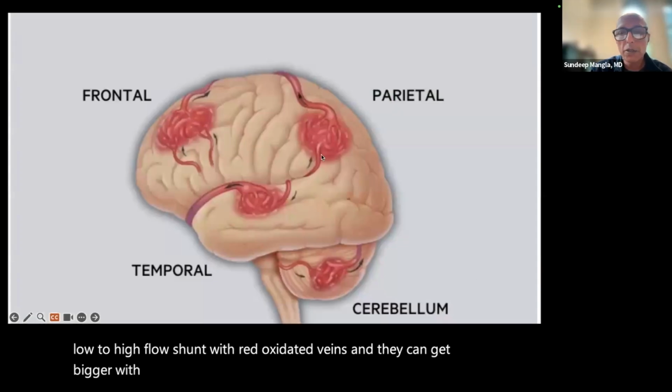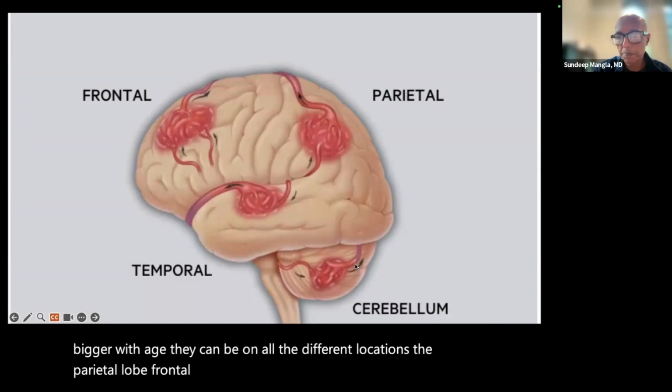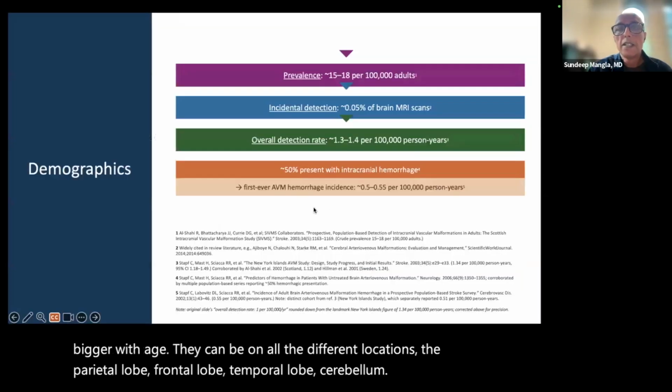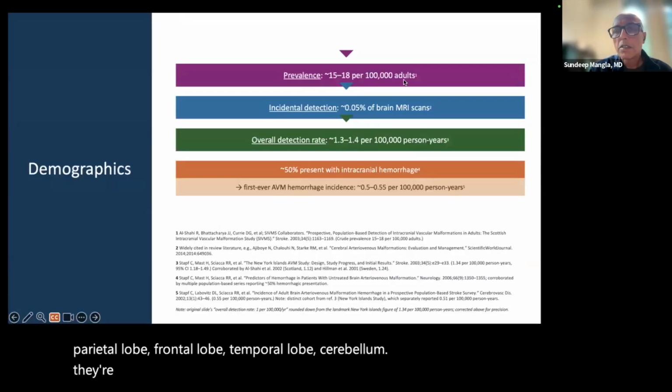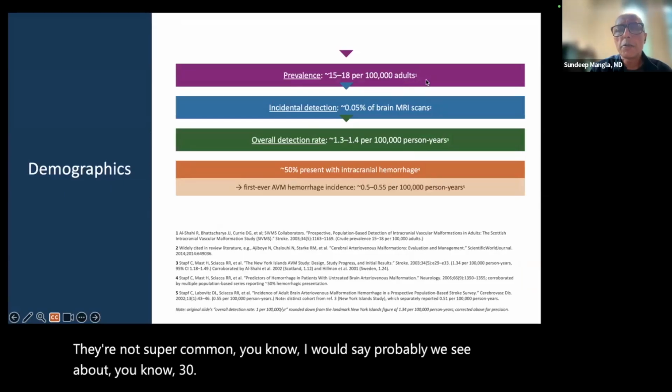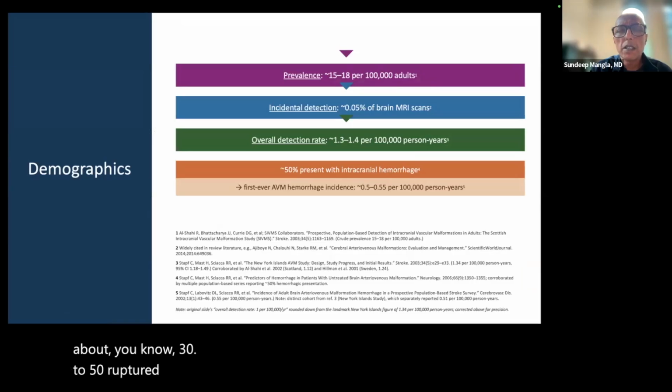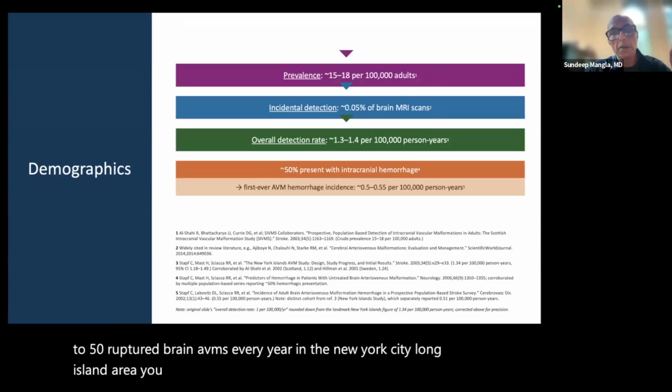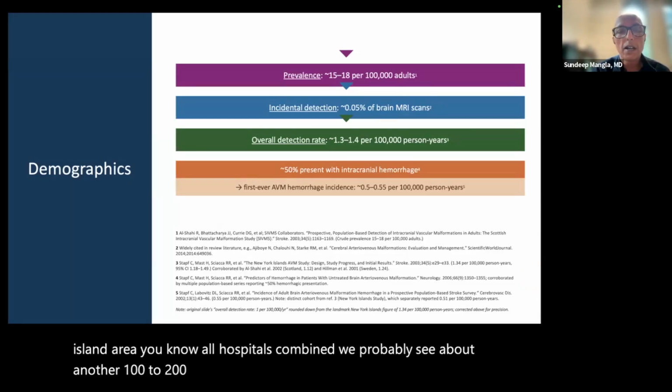They can be in all the different locations: the parietal lobe, frontal lobe, temporal lobe, cerebellum. They're not super common. I would say we probably see about 30 to 50 ruptured brain AVMs every year in the New York City, Long Island area, all hospitals combined. We probably see about another 100 to 200 unruptured brain AVMs, just because of imaging and the scanning that we do.